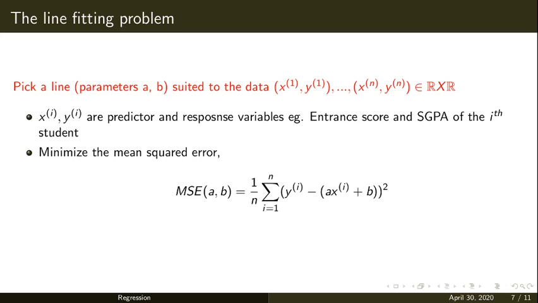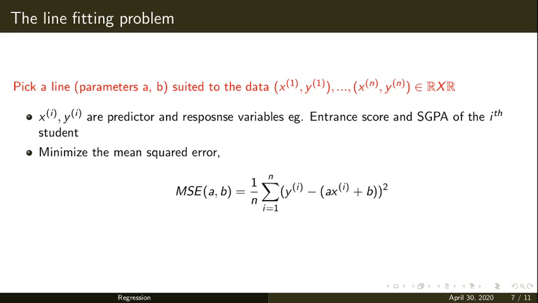The formula for mean squared error can be written as sum over i of yi, which is the actual value, minus (a xi plus b), which is the predicted value. So actual minus predicted, the whole square, summed over all the data points i equal to 1 to n, then divided by n, meaning you are taking the average of the squared error for each of the data points, which is nothing but the mean squared error.